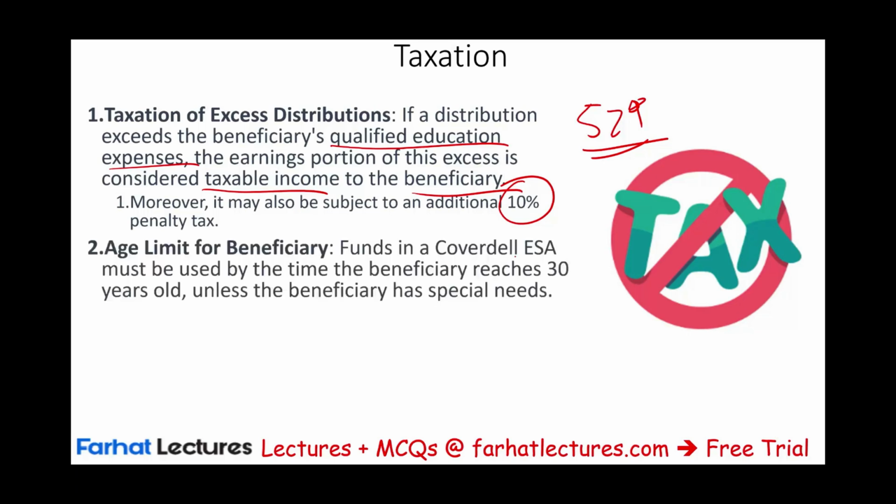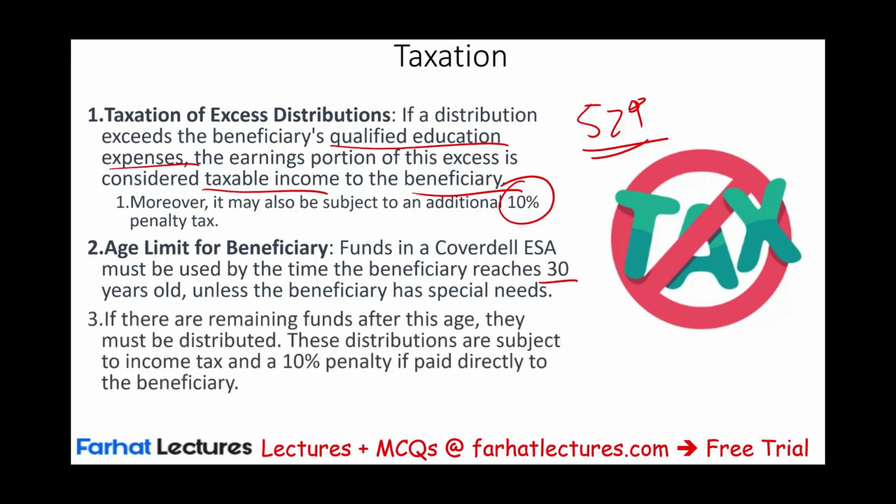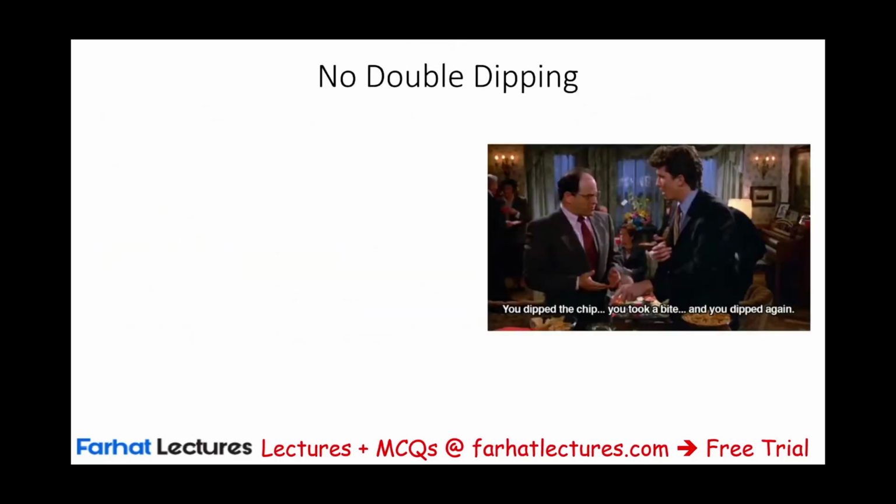Age limit: funds in the Coverdell must be used by the time the beneficiary reaches 30 unless they have a special need. Simply put, you have to use this money by the time they are 30. If there are any funds remaining after they reach this age, which is 30, it must be distributed. And those distributions obviously are subject to income tax and a 10% penalty if paid directly to the beneficiary. Or who could they be paid to? Can you take this money and put it in someone else? Could be.